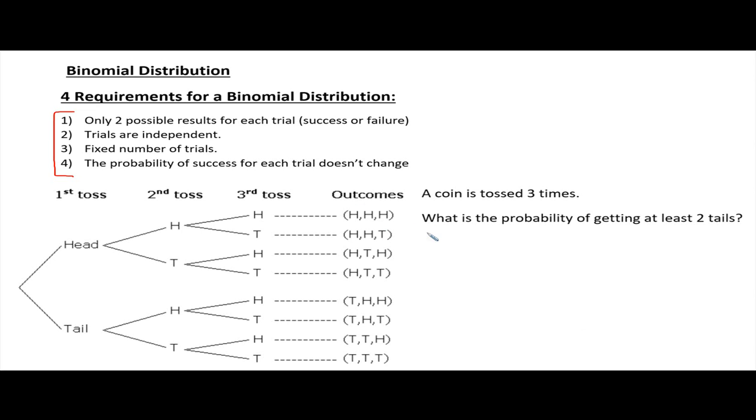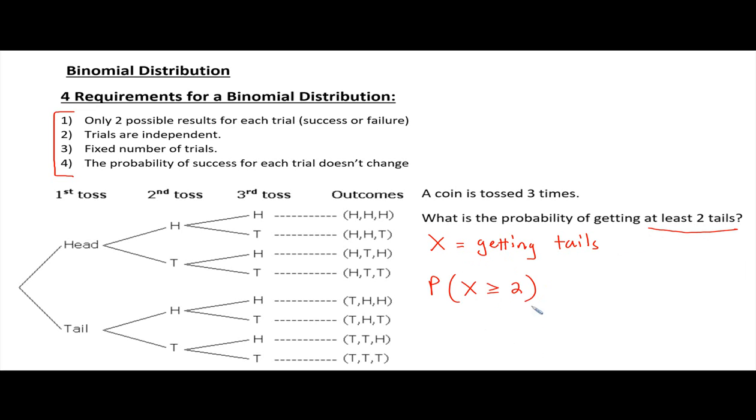So first of all, let's say we define x as tossing the coin and getting tails. Okay, so the question is we're trying to find what's the probability that x, so at least 2 tails, is greater than or equal to 2. So that's the question we're trying to answer.